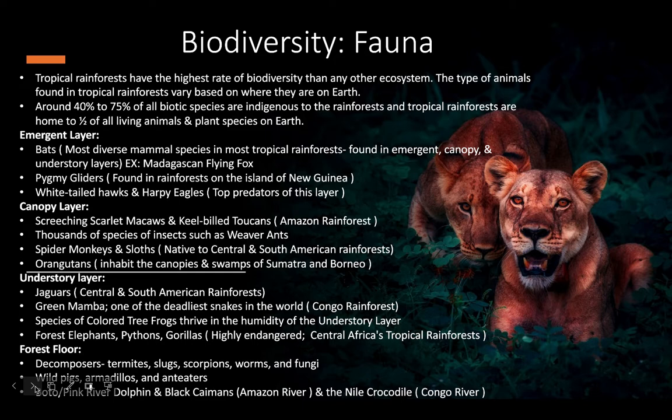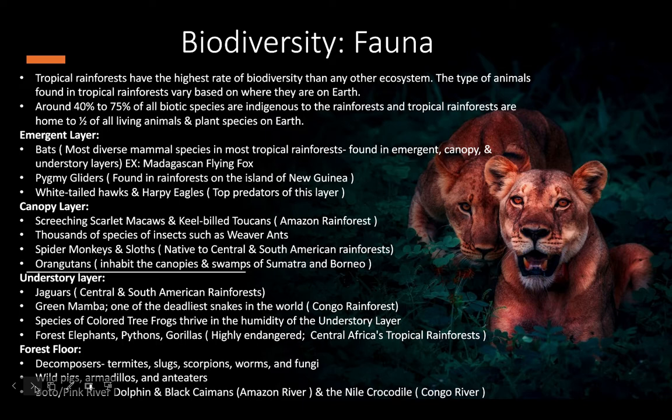In the emergent layer, we have animals like bats, which is the most diverse mammal species in most tropical rainforests. They're found in the emergent, canopy, and understory layers, like the Madagascan flying fox. We have pygmy gliders found in rainforests on the island of New Guinea, white-tailed hawks and harpy eagles, which are the top predator of the emergent layer.